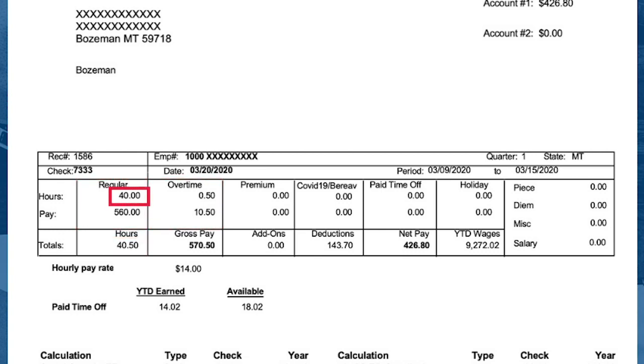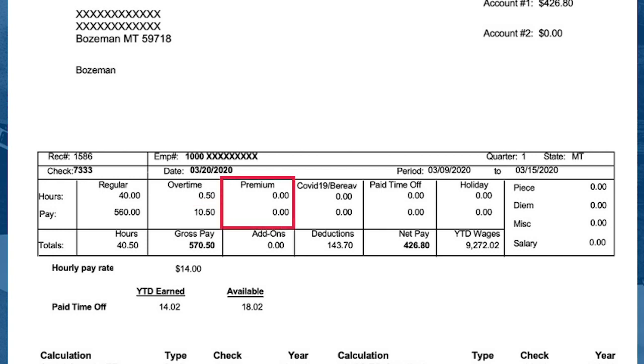So for the 40 regular hours he worked, he received a total of $560. This is a result of the 40 hours being multiplied by his hourly pay rate of $14. He also received overtime pay for the additional half hour that he worked. Thus, an additional $10.50 was added to his total pay.